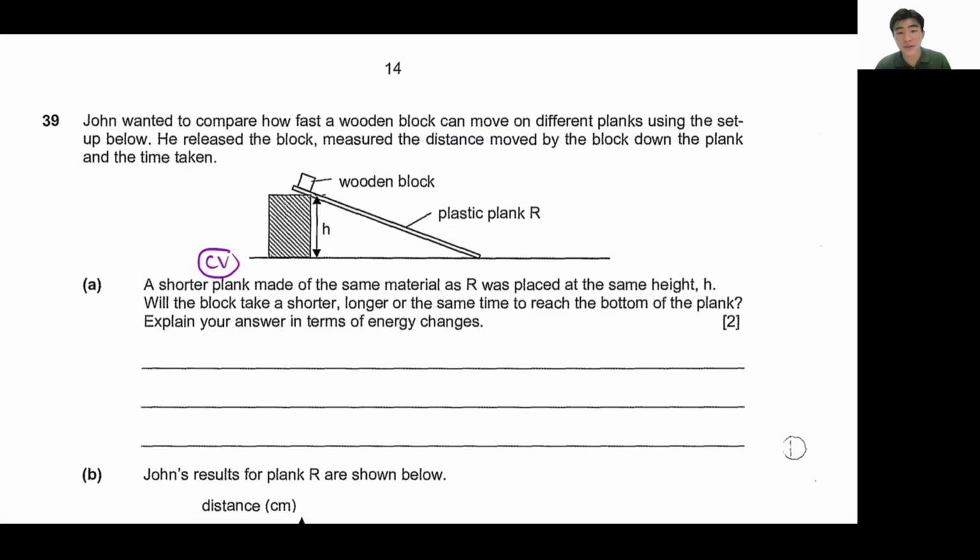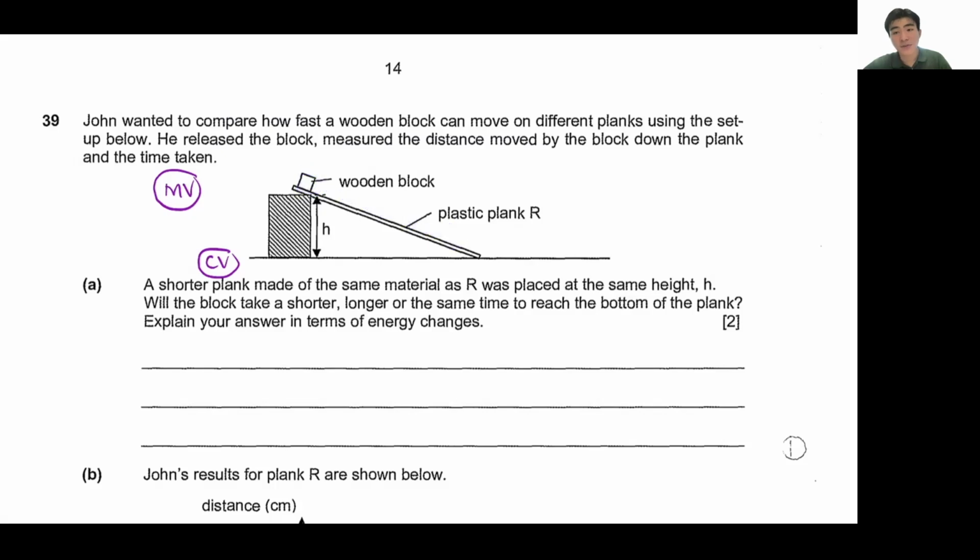What about the measured variable? The measured variable will be the time taken that the wooden block takes to travel down from the top all the way to the bottom. Once you're able to see this, it means the block from here is going to travel down over here.